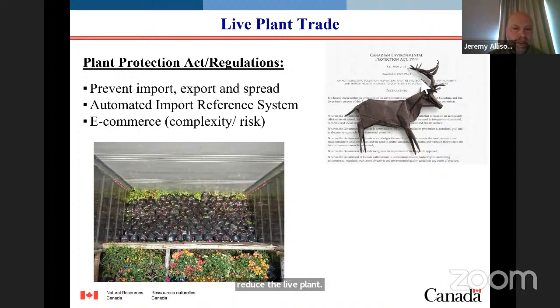But this pathway has become particularly complicated because now with the advent of e-commerce, it isn't as simple anymore. So now you have a much more challenging time trying to regulate that pathway, because material can be shipped by individuals or small businesses from different parts of the world. And this makes it a lot harder for agencies in Canada to manage this pathway.